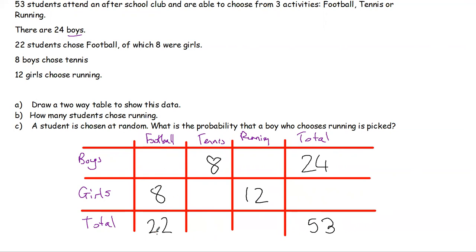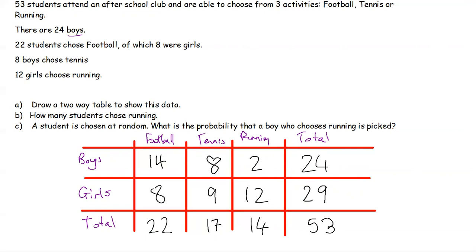So what you add to 8 to get to 22, that would be 14. 14 and 8 is 22, so that must be 2. 2 and 12 is 14. We can work out how many girls there are, aren't we? 24 add 29 is 53. And then we've got 8 and 12 is 20. So to get to 29, that must be 9. Then 8 and 9 is 17.